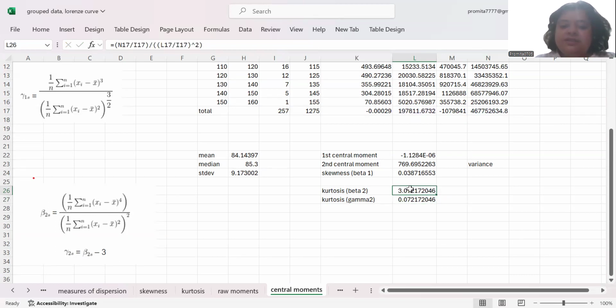So it is 3.072, and the gamma measure of kurtosis is beta 2 minus 3. So this is 0.072. So this is how we can calculate the central moments and skewness and kurtosis from all those measures of central moments.